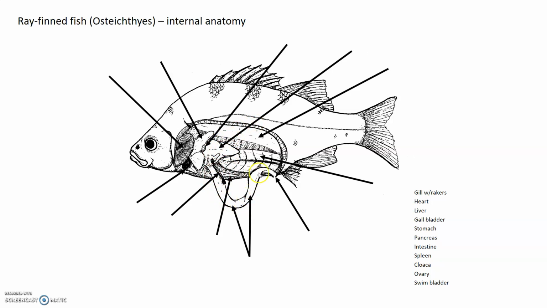the intestine terminating in the cloaca or vent, the pancreas located in the connective tissue along the intestine, the flattened spleen, the large gonad, in this case an ovary, and finally the gas-filled swim bladder.